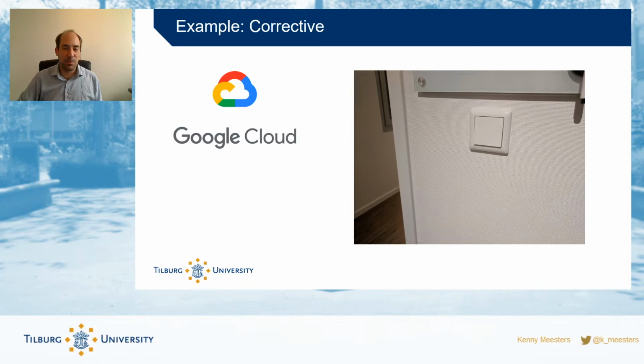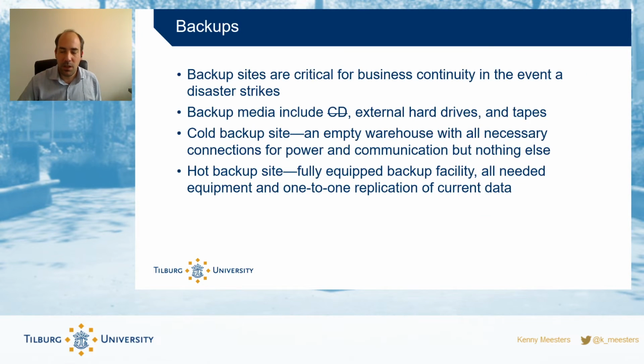So preventive is making sure it doesn't happen. Detective is knowing that something bad is happening. Corrective is measures you put in place once something has happened to recover. And one of those ways is backups. And I'm sure you're all familiar with these. You've heard about these or you've experienced how important it is to have backups.